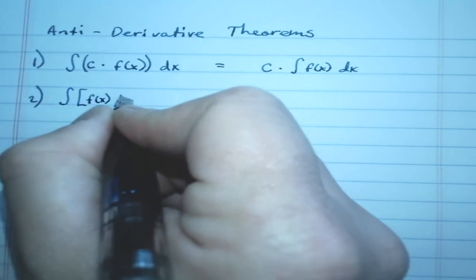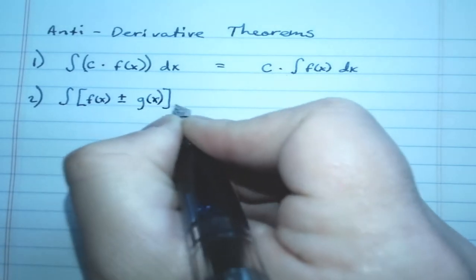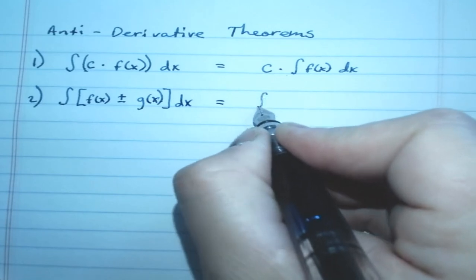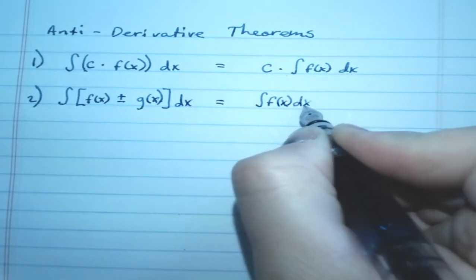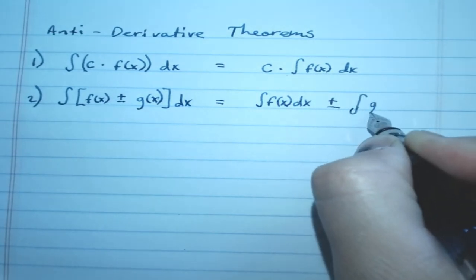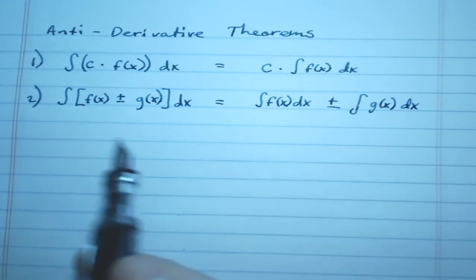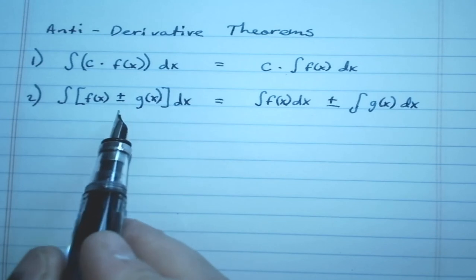f of x plus or minus g of x with respect to x is equal to the antiderivative of f of x plus or minus the antiderivative of g of x. Okay, so what is this saying? This is our sum and difference rule for antiderivatives.